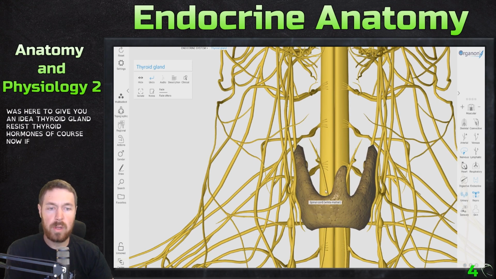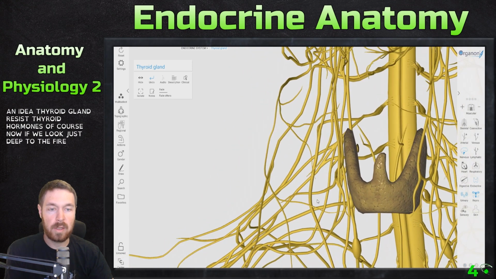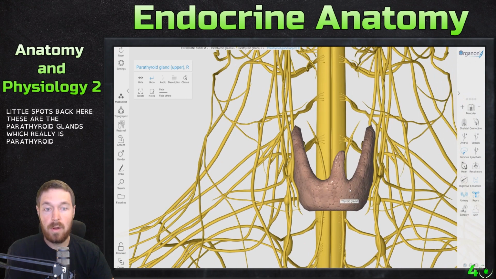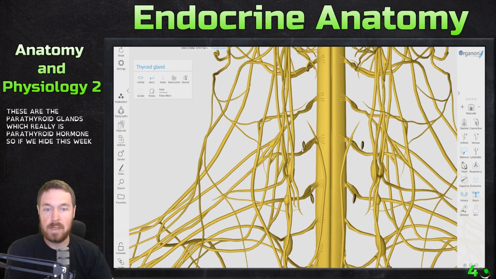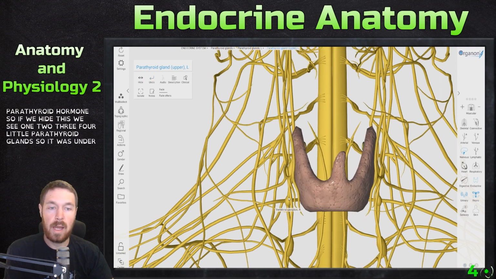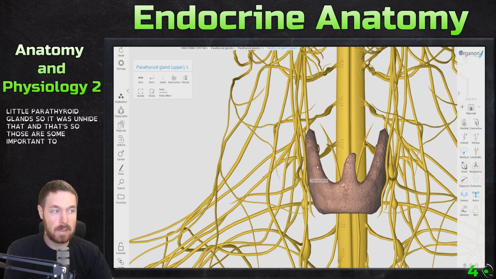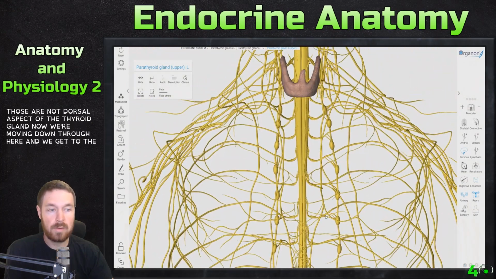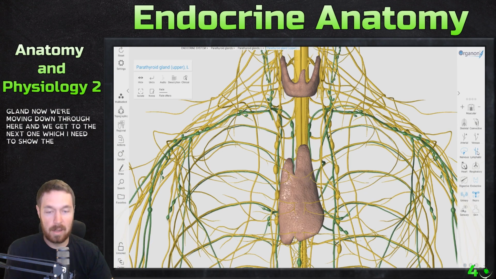Now, if we look just deep to the thyroid gland, we find these little spots back here. These are the parathyroid glands, which release parathyroid hormones. So if we hide this, we see 1, 2, 3, 4 little parathyroid glands. So let's unhide that in there. So those are some important glands. Those are on the dorsal aspect of the thyroid gland.